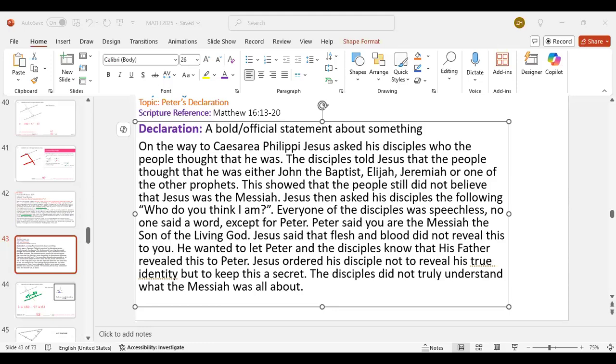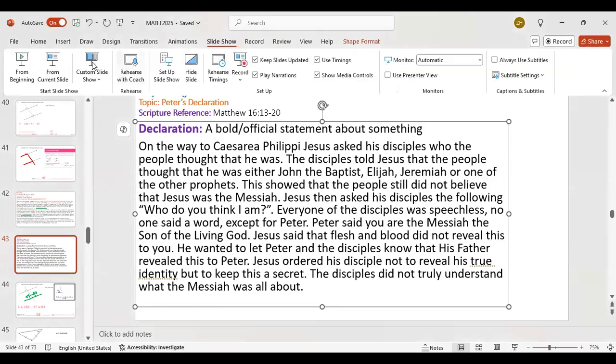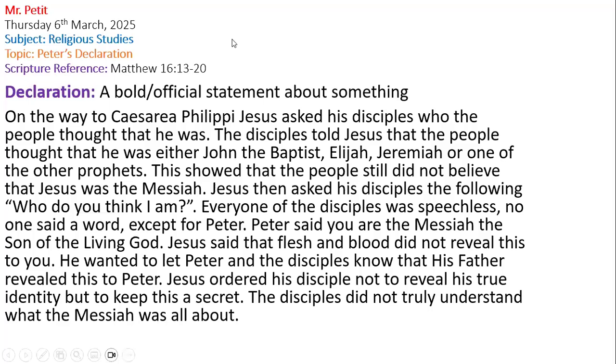What did you say, Alora? I think that right there was his declaration. Say it again. Very good, that's his declaration. So Peter said that flesh and blood did not reveal it. After Peter said, "You are the Messiah, the Son of the living God," very good.